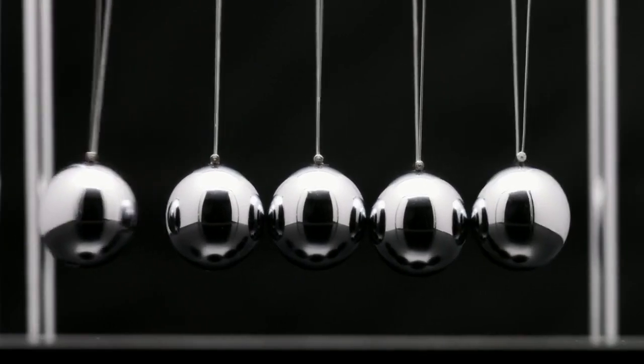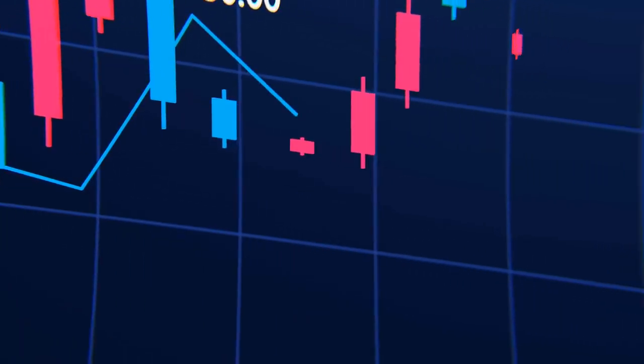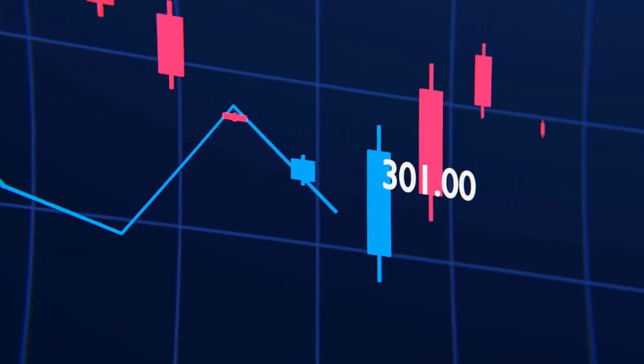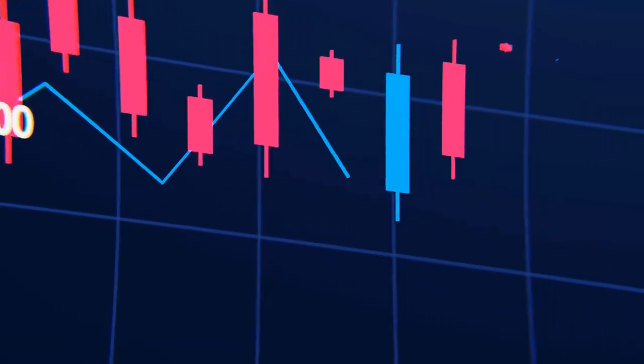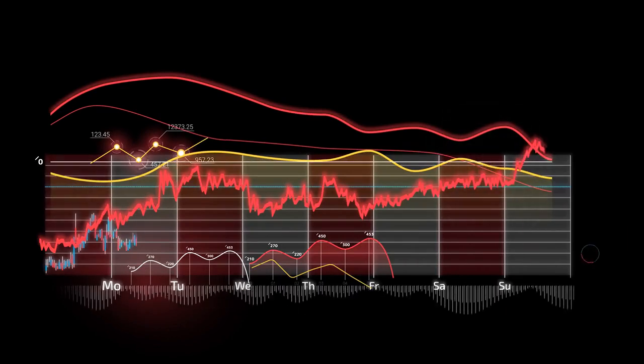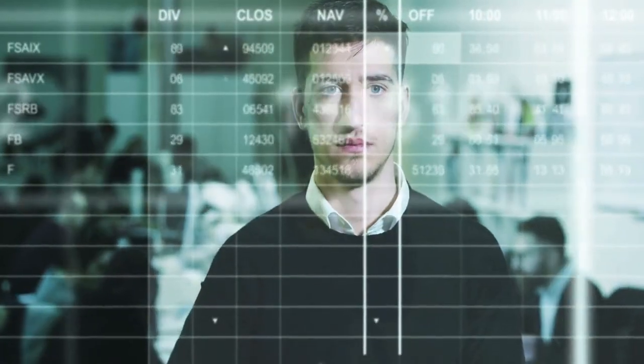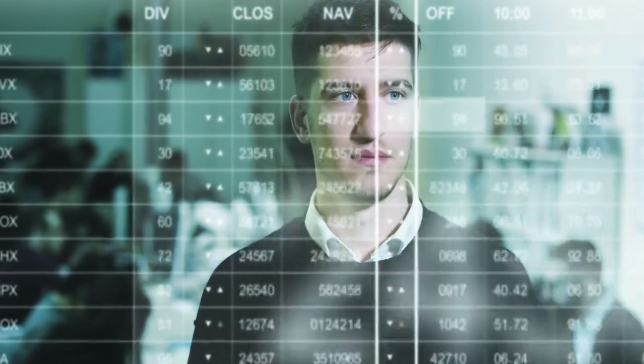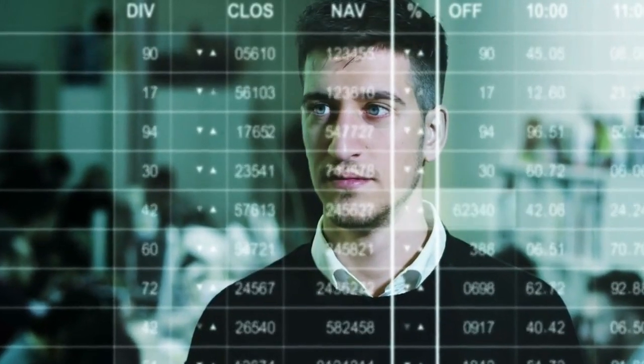Key concepts in cross-hedging. 1. Correlation. The degree to which two assets move in relation to each other. 2. Basis risk. The risk that the hedge will not move perfectly inversely to the position it is meant to hedge. 3. Hedge ratio. The ratio of the size of the position taken in the hedging instrument to the size of the position being hedged.